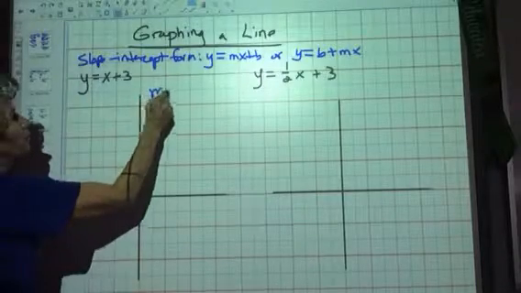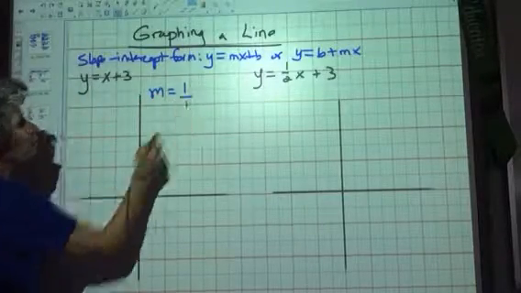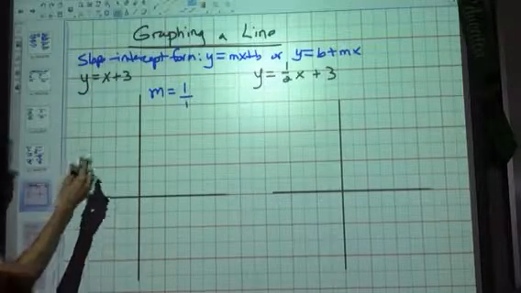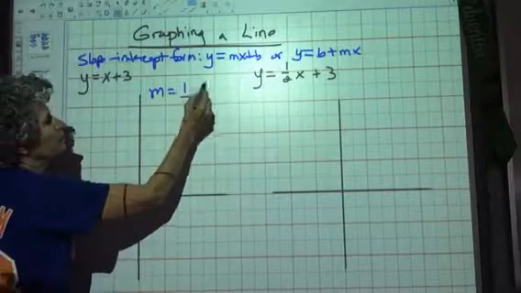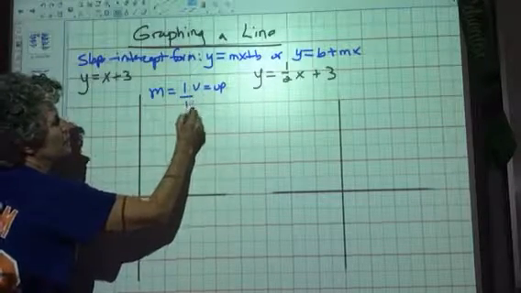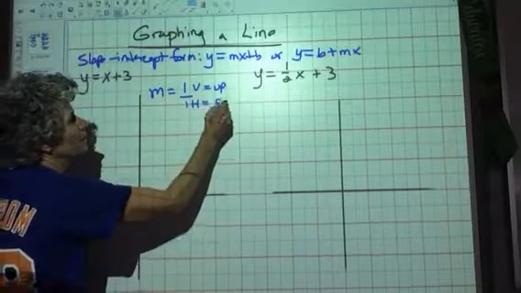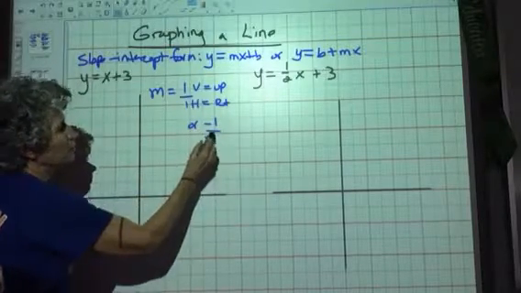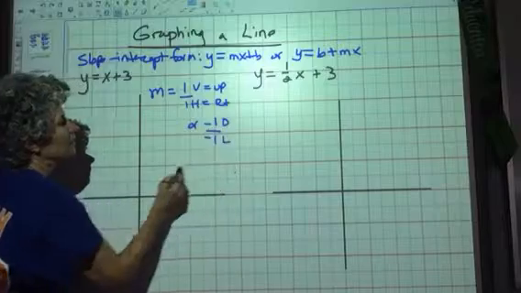So our slope here is 1, and I would put it as 1 over 1. Slope is a fraction of rise over run. Our upper number is our vertical movement, so that's up. Our denominator is a horizontal movement, so that's to the right. Or you could make them both negative. That's still positive, and that would be down and to the left.